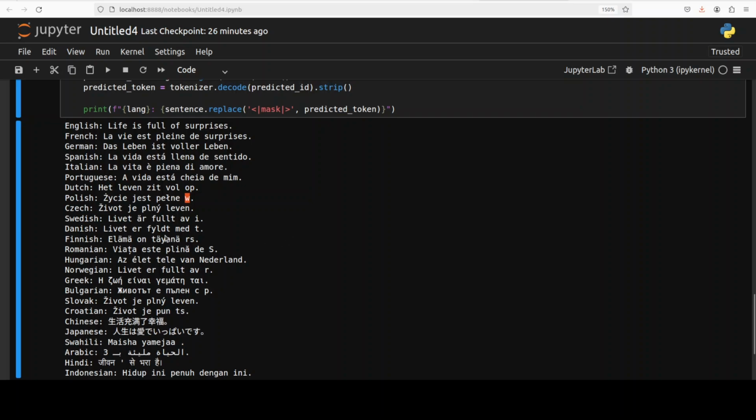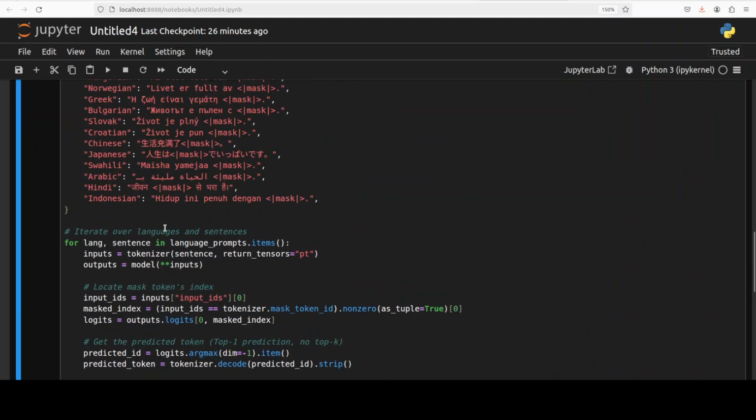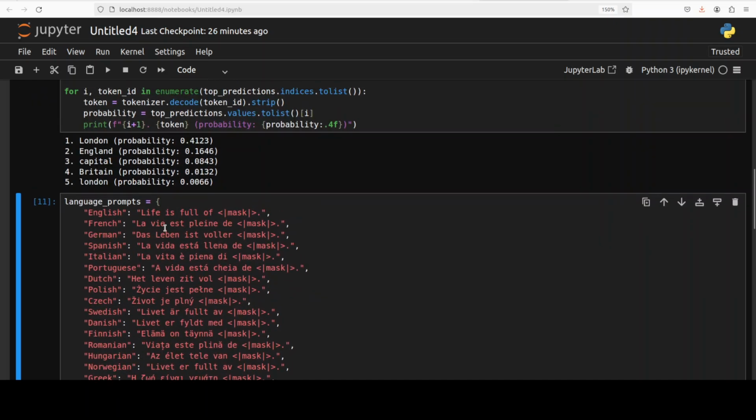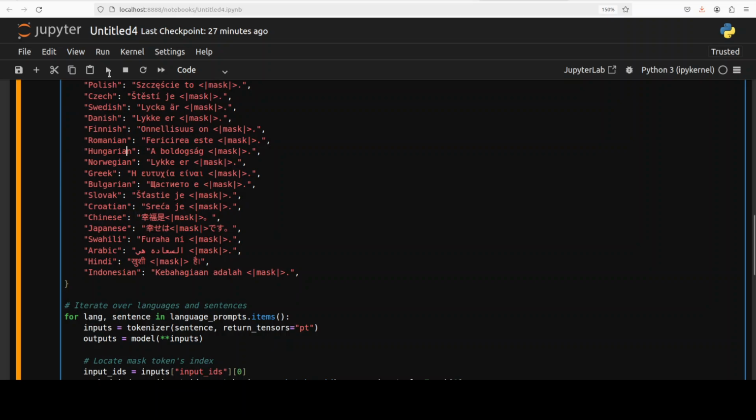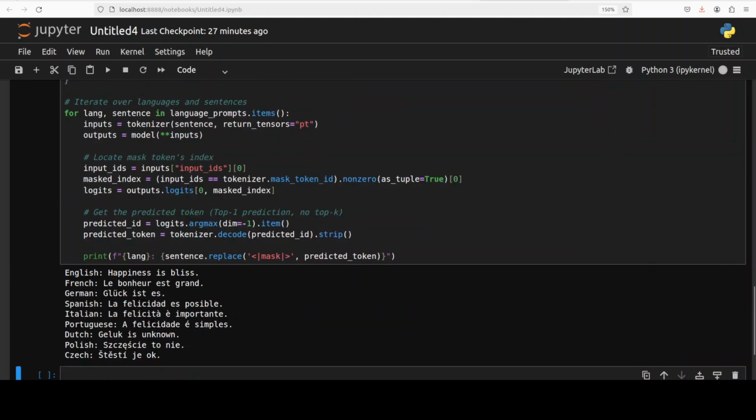So maybe something's wrong with my sentence. So I'm just going to change it to something else. Let me put in another example. And there you go. So now I have just gone with happiness, and then there are various languages. Let's see if it is able to do this simple one. There you go.